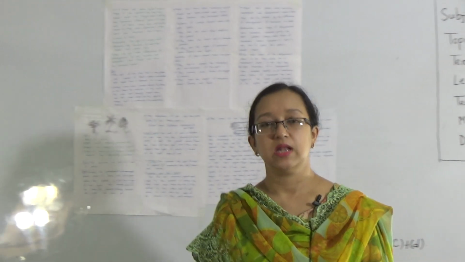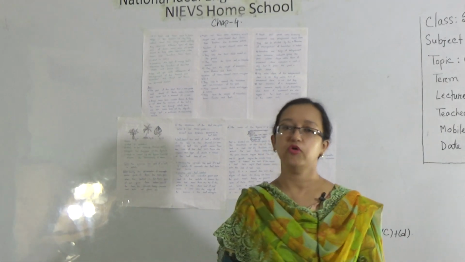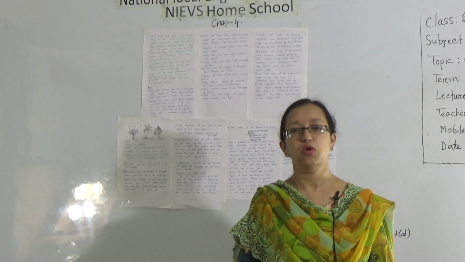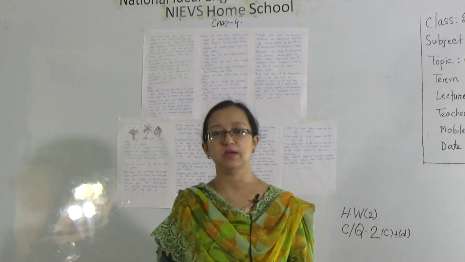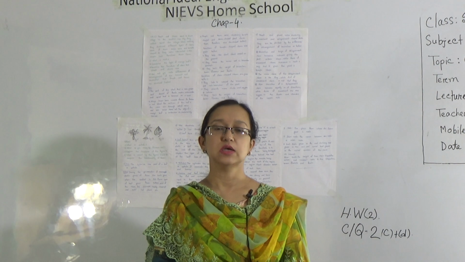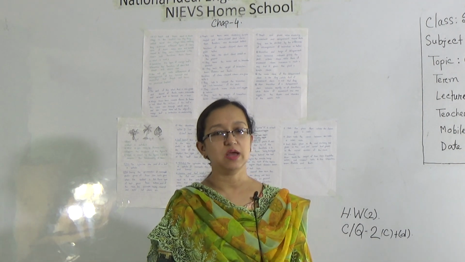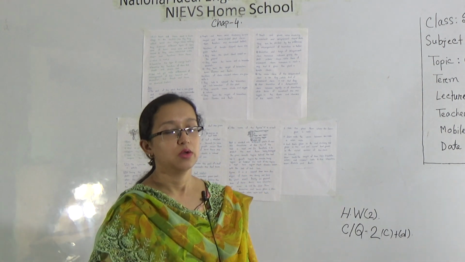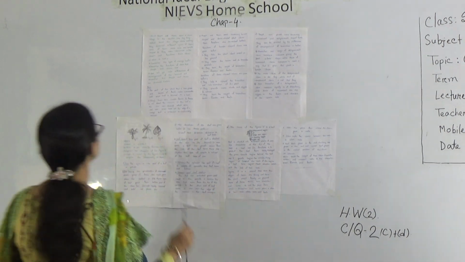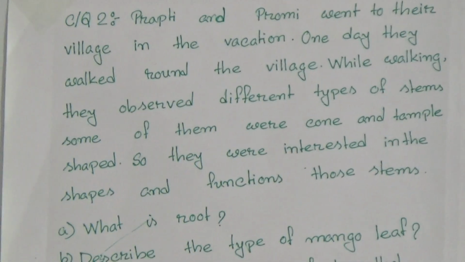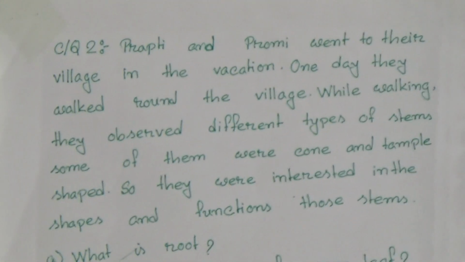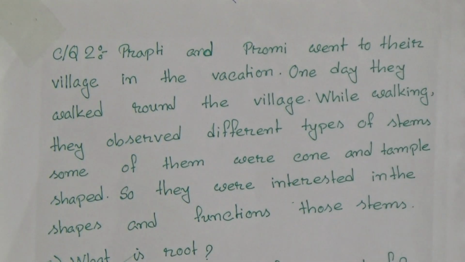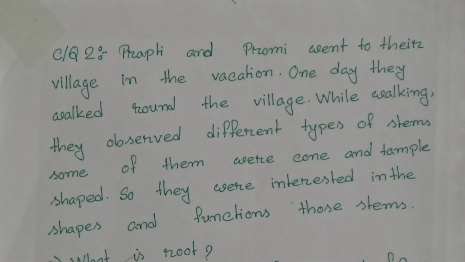In our previous class we discussed chapter 4, morphology of the plants, and also discussed creative question number 1, and in our today's class we will discuss creative question number 2 and 3. At first we read the question. Let's start reading the question. CQ number 2. This question is from your book exercise. So you also found this question in your book exercise.